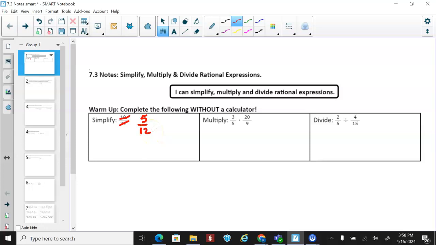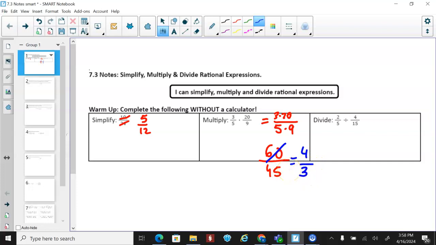Okay. Now just a reminder, how do we multiply? Well, you multiply across, right? So 3 times 20, okay, and 5 times 9. All right, so again, 3 times 20 is 60. 5 times 9 will be 45. Now, can I simplify it any further? Absolutely. They're both divisible by 15. So that's going to be 4, and 45 divisible by 15 is 3.